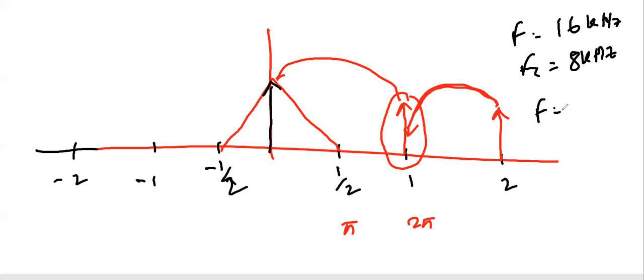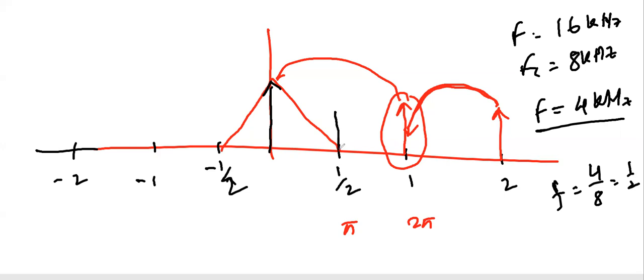What about if f is equal to 4 kilohertz, what will be happening? If this is 4 kilohertz, so where is the place of f? So f is equal to 4 divided by 8, that is half. So that means it is at this point. So you don't need to fold it back. If it is folded back, it will be at the minus half. So that again folds back to the plus half. So it will remain the same.